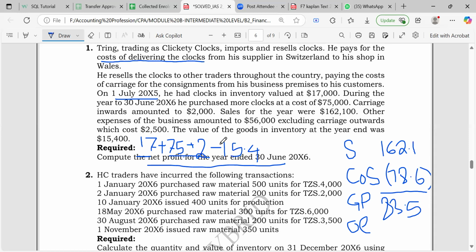So you can just deduct whatever costs. We are told here other expenses of the business were 56,000, excluding carriage outwards. So we have to deduct both the 56,000 and also the carriage outwards, which is 2,500. Carriage outwards forms part of these other operating expenses. So carriage outwards should not form part of cost of sales. Deduct and you get your value. So it should be 56 plus 2.5, which is 58.5.